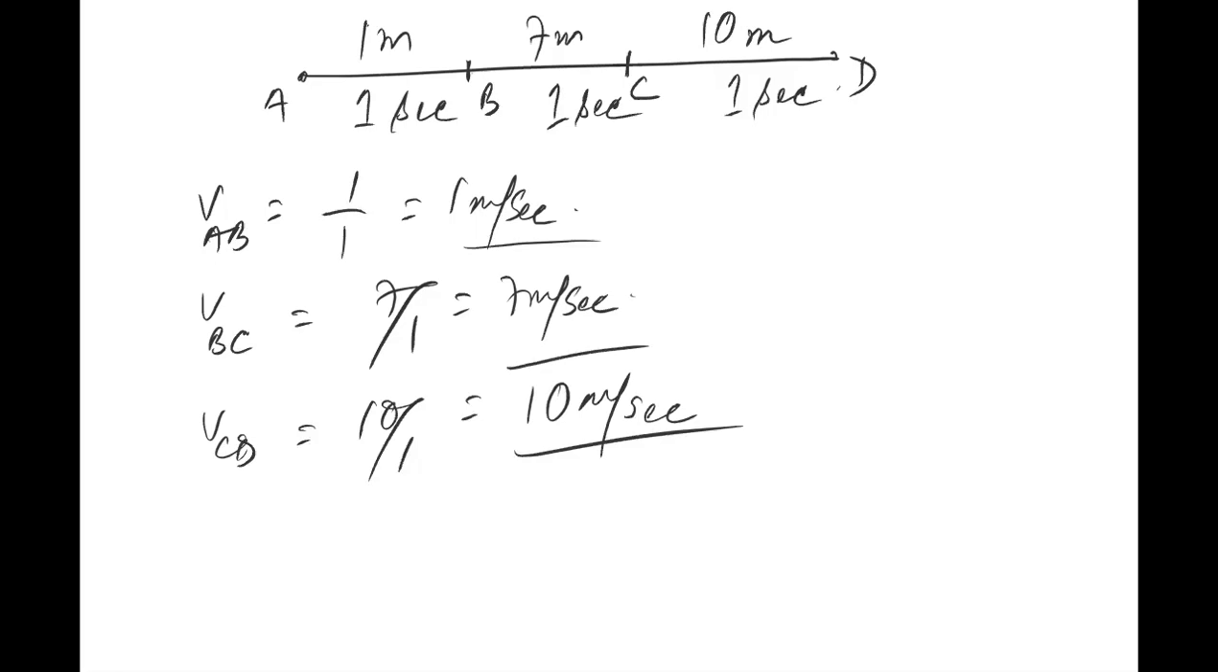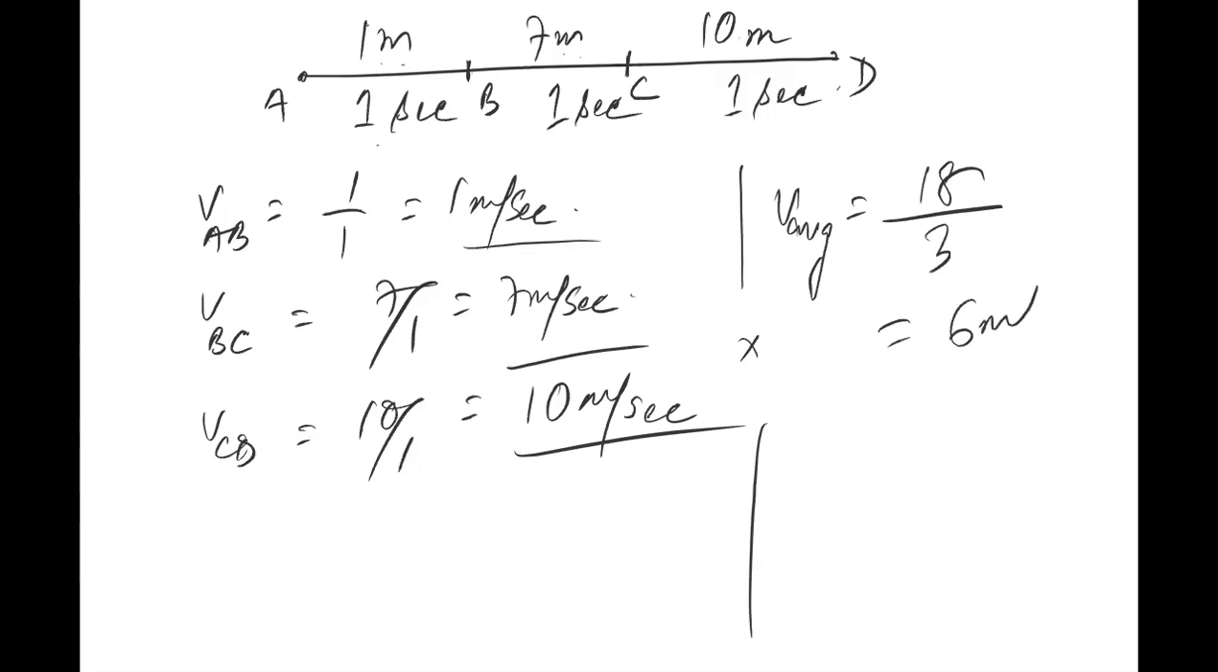In every 1 second speed is different, right? But if I calculate the average speed, let us understand. The average speed means total distance by total time. This means 1 plus 7, 8, 8 plus 10, 18 meter divided by total time 3. So your average speed is coming out to be 6 meter per second, whereas the instantaneous speed in different 1 seconds is different, but the average speed is 6.